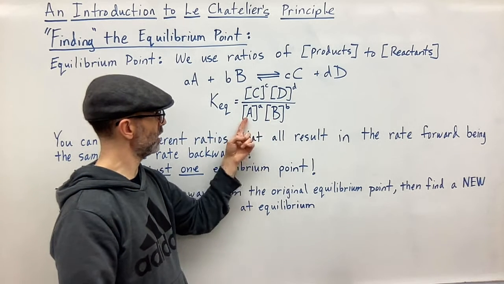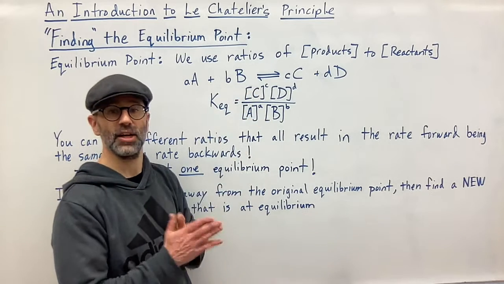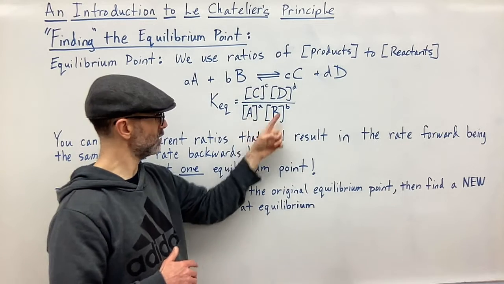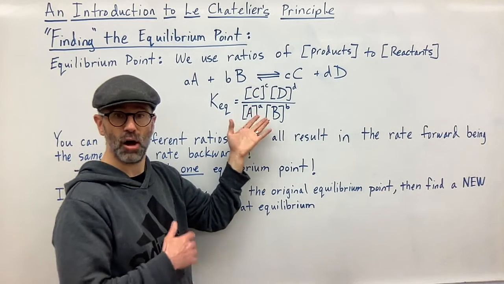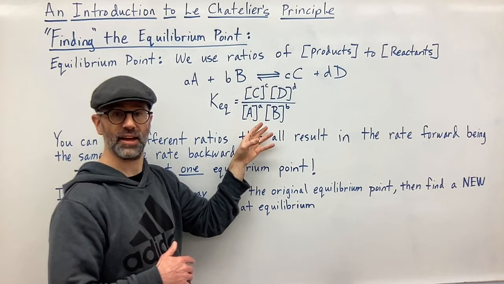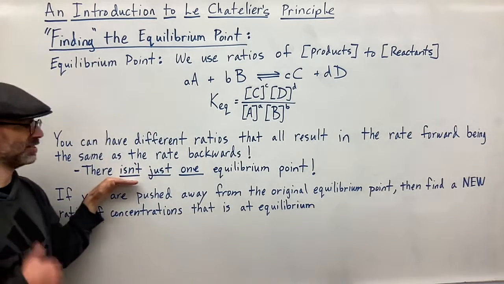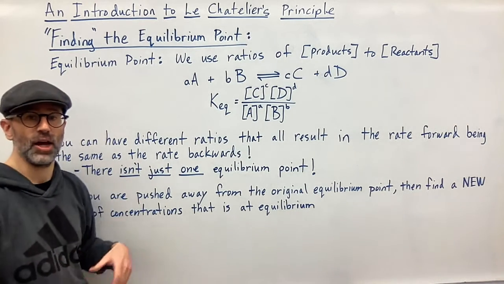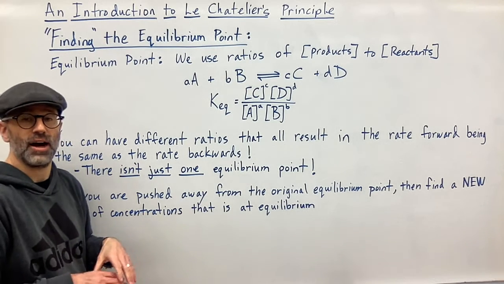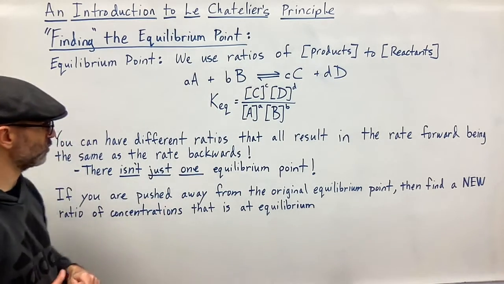So if you change any one of these, then you'll change the ratio, but then the reaction system will go back to whatever that ratio is. So if I decrease this, then to get that same ratio, these are going to have to change, and you'll get the same ratio, but different concentrations. That's what I mean: there isn't just one equilibrium point in the sense that you can only have one set of concentrations and that's it. No, you can have a different set of concentrations that will get you the same ratio, right?